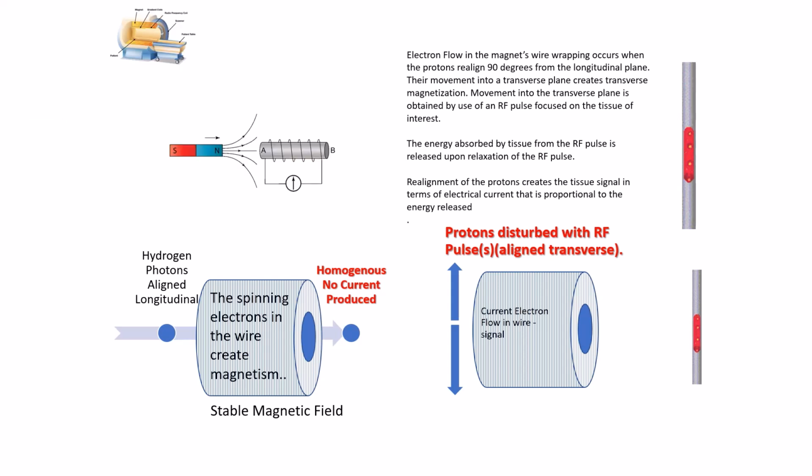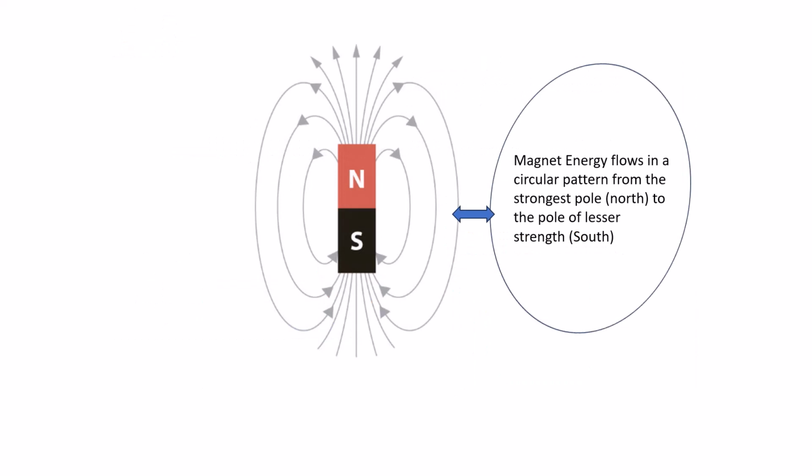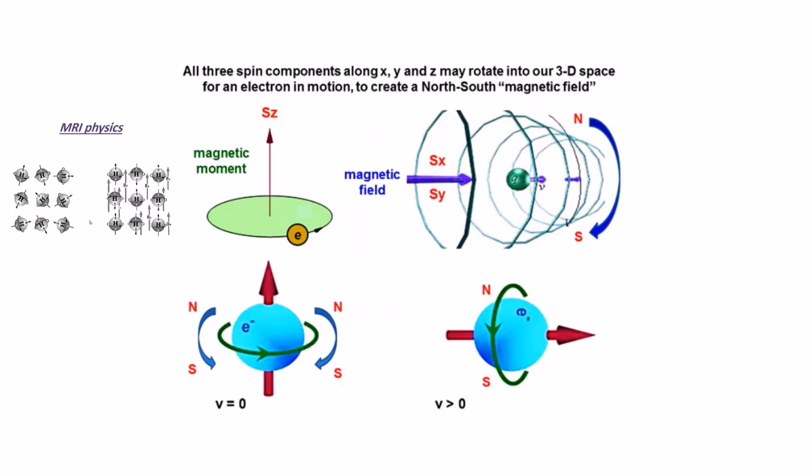Hydrogen protons are aligned along the longitudinal axis of the MRI. It is a stable magnetic field, and there is no current produced. Here we can see that the magnetic energy flows in a circular pattern from the strongest pole, which is the north, through the lesser pole, which is the south.